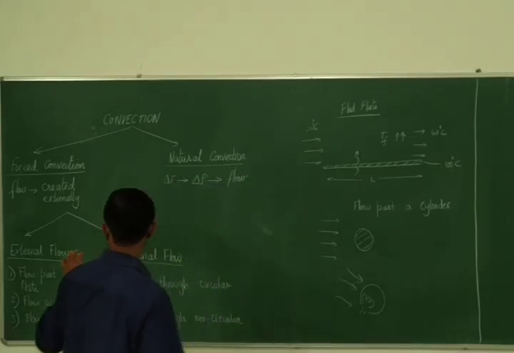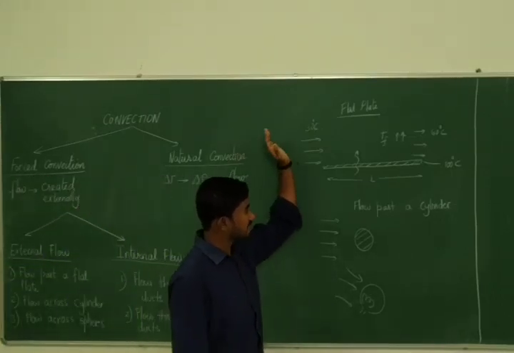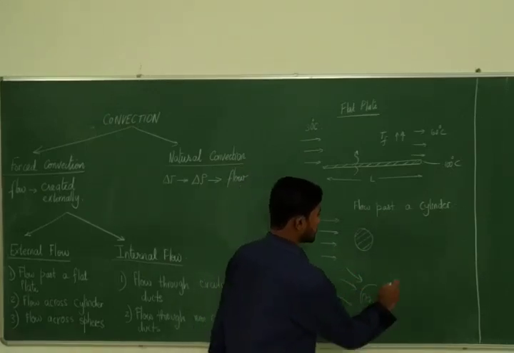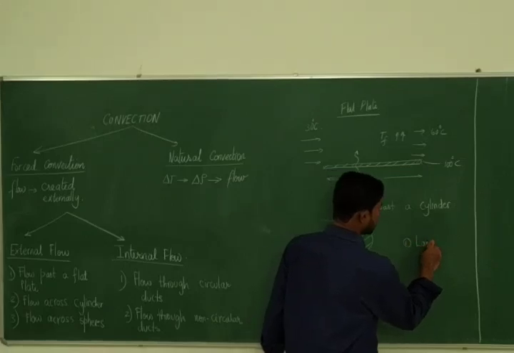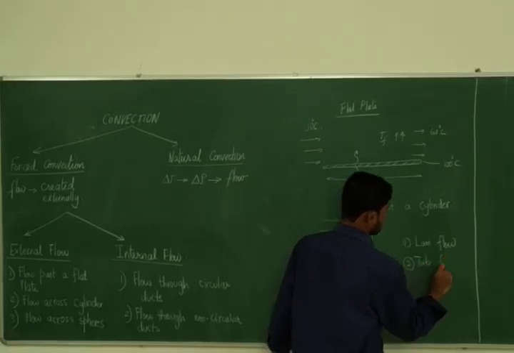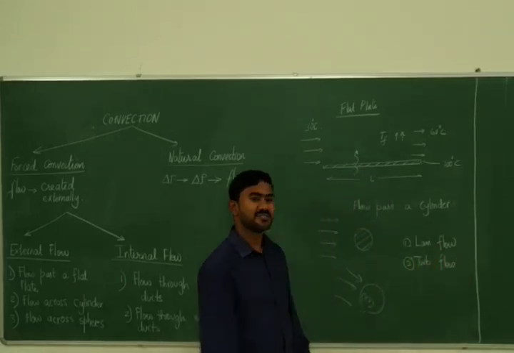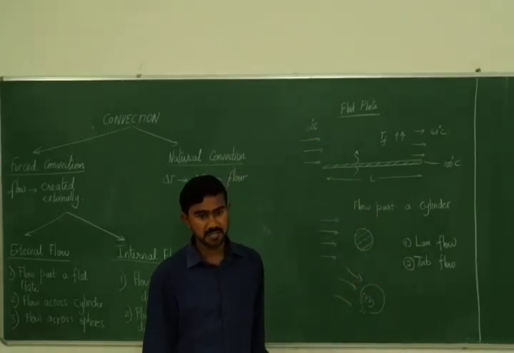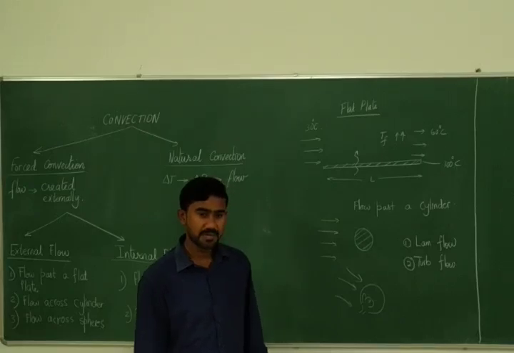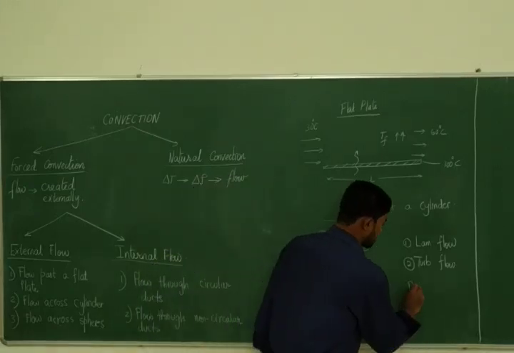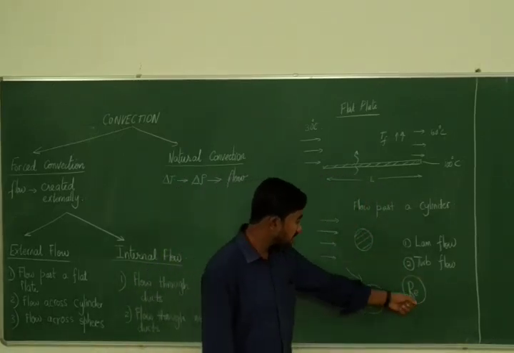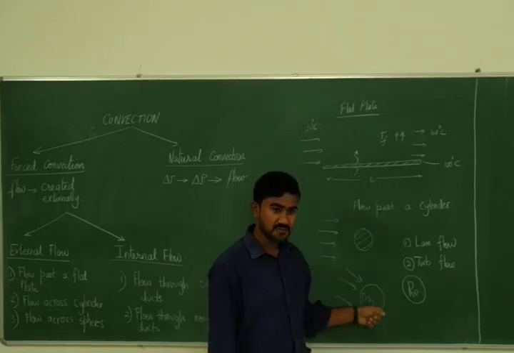So mainly in external flow, we will be studying flow past a flat plate, flow past a cylinder, and flow past spheres. In each case, we are going to study laminar flow and turbulent flow. First thing you will check is, in each of these cases, is the flow laminar or is the flow turbulent? How do you know whether it is laminar or turbulent? Reynolds number. The Reynolds number will tell you whether the flow is laminar or turbulent. And the critical Reynolds number is going to be different for different situations.